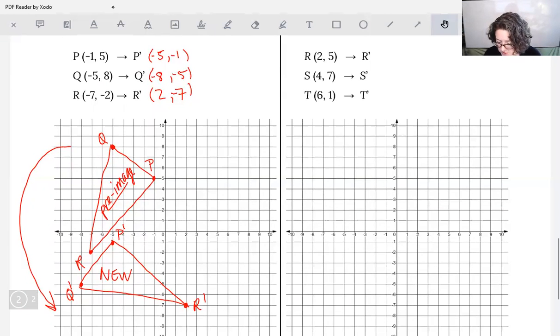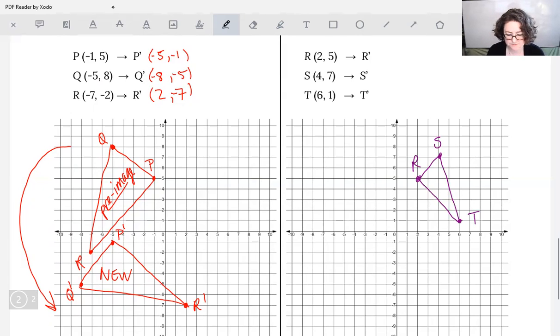So R is at 2, 5. Okay, there's our R point. S is at 4, 7. There's S. And T is at 6, 1. So this one's not quite as tricky. So everything is in one quadrant, so it's going to be a little easier to keep track of where things are going on this one.